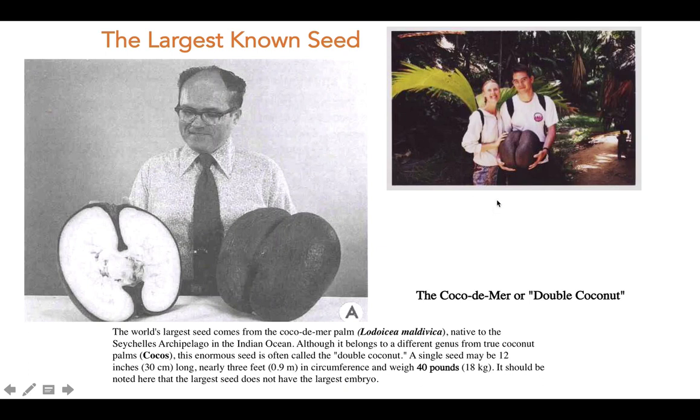Always love going to Google Images. Here's a happy honeymooning couple finding for the first time a true version of the Coco de Mer, the largest seed. So an incredible range of variation in maternal allocation to the future generation.